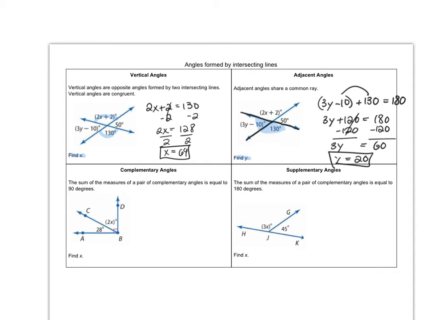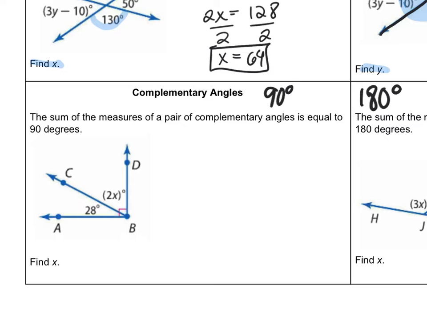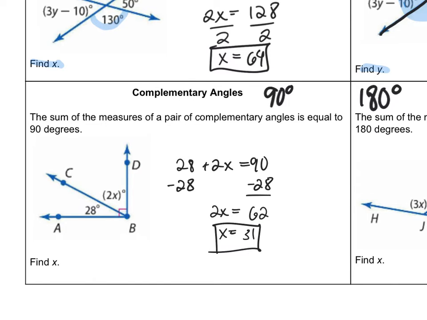So we have 2 more relationships down here, complementary angles and supplementary angles. You probably remember that the measures of complementary angles sum to 90 degrees, and that the measures of supplementary angles sum to 180 degrees. So we can use that fact to solve for the value of our variables in these examples. In this one, we want to find x, and we know that these 2 measures add up to 90. So 28 plus 2x equals 90. Straightforward equation here. So in our first example, we find that x is equal to 31.